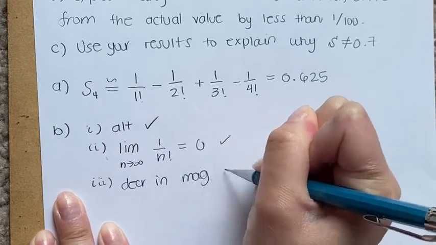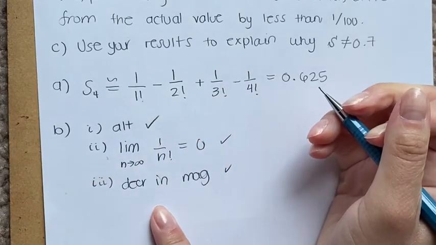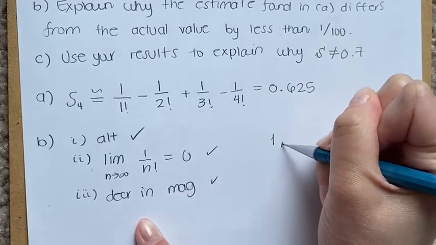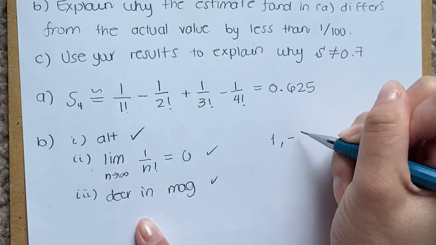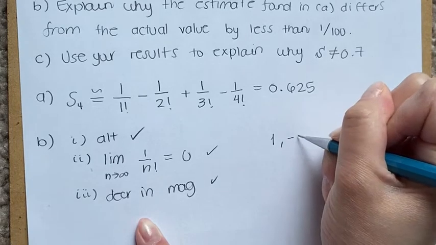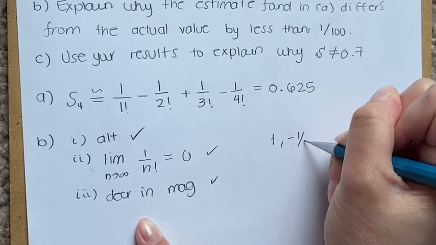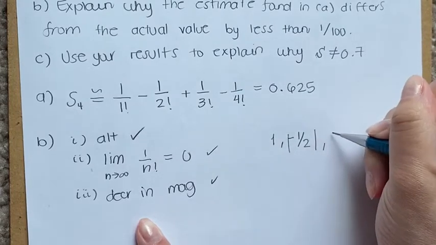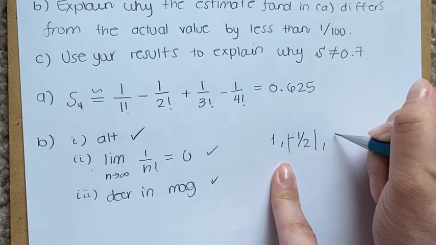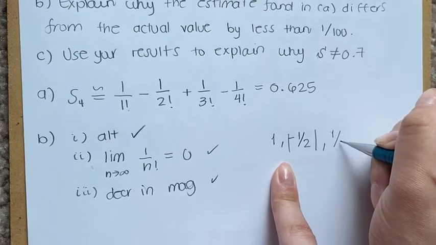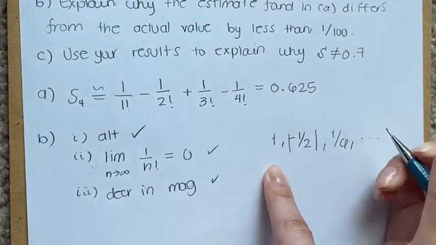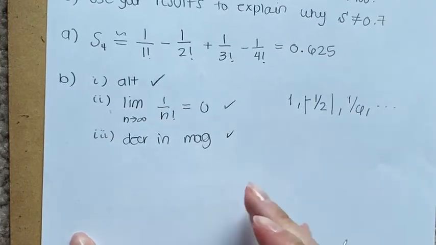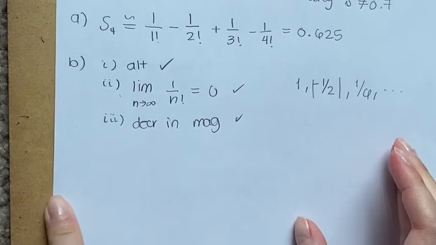Why do we know that it's decreasing in magnitude? The first term is 1, the second one is 1 over 2 factorial, which is 1 over 2. Then it's going to be positive and 1 over 3 factorial, which is 1 over 6, and so forth. So it's decreasing in magnitude, and we are meeting all the conditions.